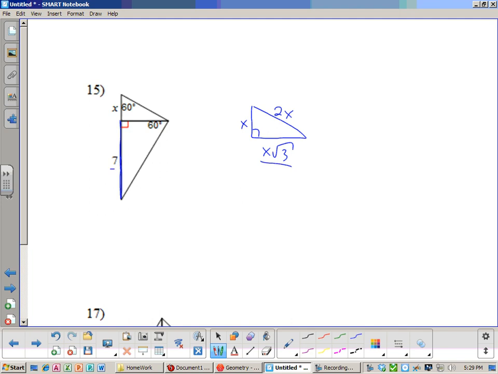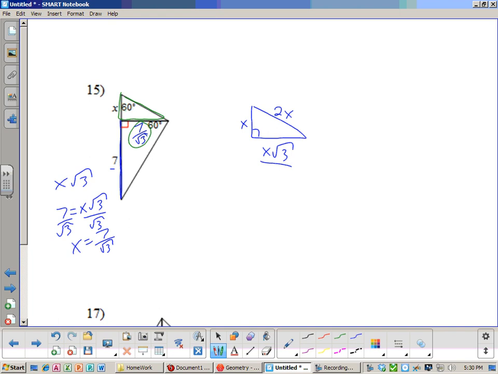So 7 is currently the x square root of 3. So if I want to figure out what x is, I'm going to say 7 is equal to x square root of 3, and then I could just solve for that by dividing by square root of 3. x is really 7 over square root of 3. So that side right there is 7 over square root of 3. Now I can already use this to get into our other triangle right here. So I'm trying to figure out that x. I could already use this to figure out the other triangle.